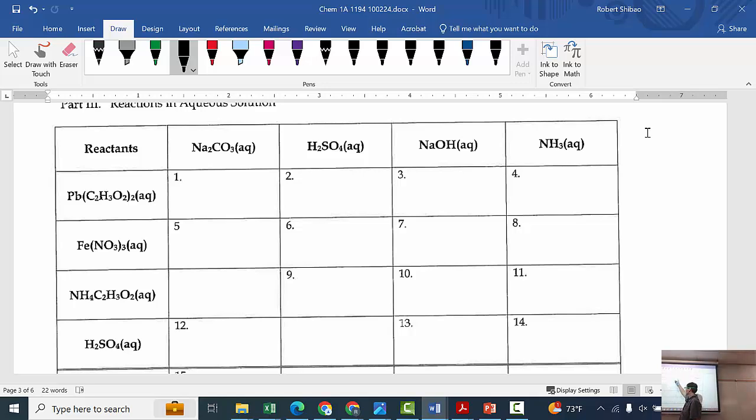How about sulfuric acid plus sulfuric acid? No reaction. Sulfuric acid with sodium hydroxide. Now, here's where we want to be careful, because sodium hydroxide is a strong base, and sulfuric acid is a strong acid, so let's do this one carefully. I'm just going to add it slowly.